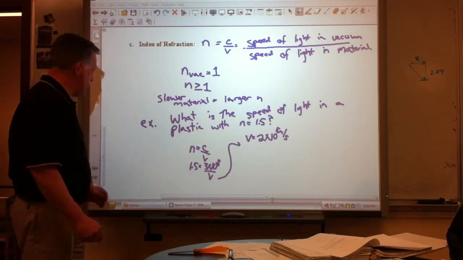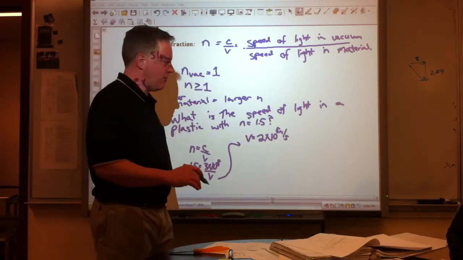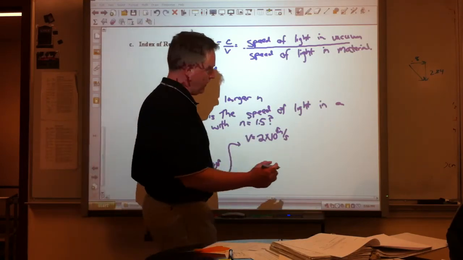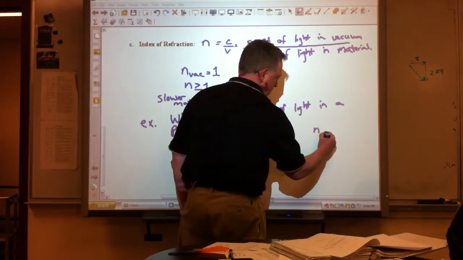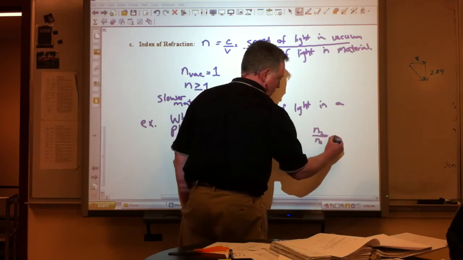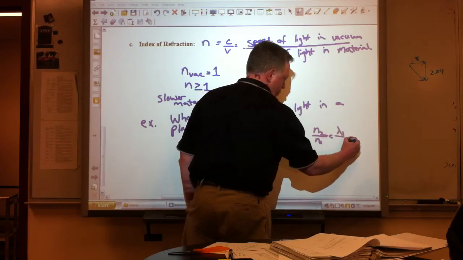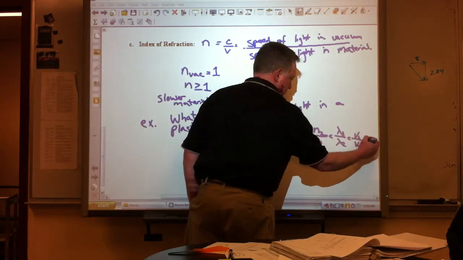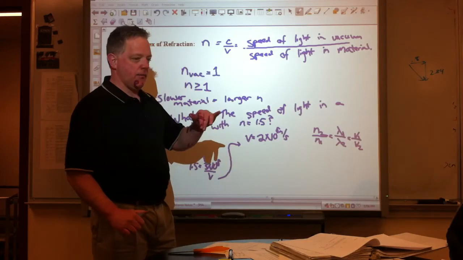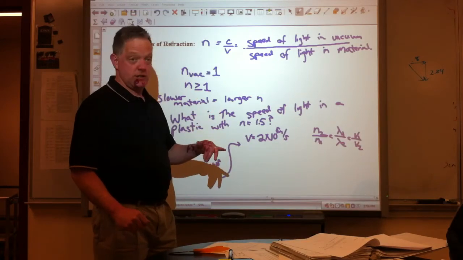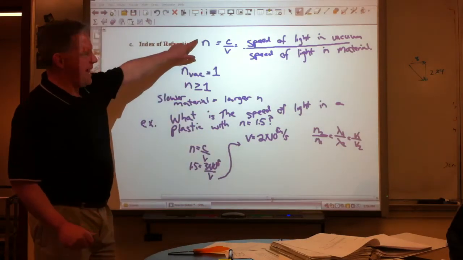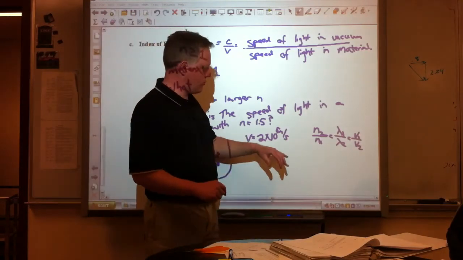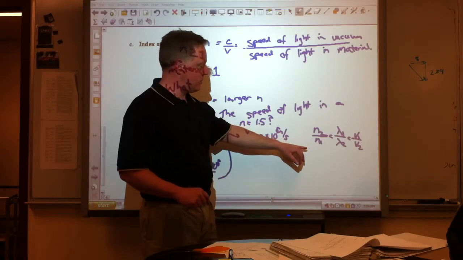Now, there's another little equation that you might see sometimes. It's not on the reference tables for AP, but it's kind of useful. So I'm going to write it down. n2 over n1 is lambda 1 over lambda 2 is v1 over v2. This is called the relative index of refraction. n is the absolute index of refraction, comparing it to the speed of light. But if I wanted to compare two different materials, sometimes this is a little bit easier.